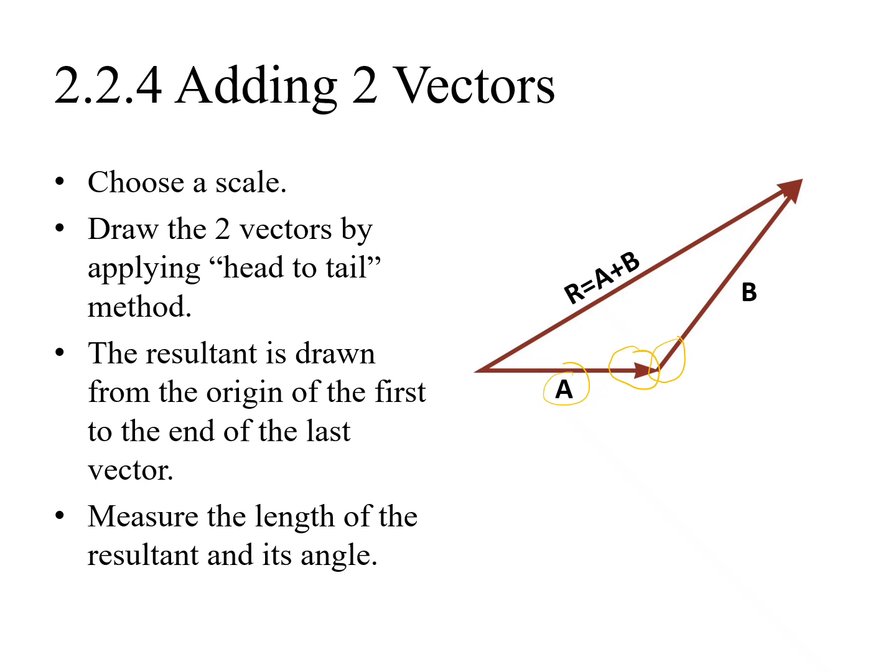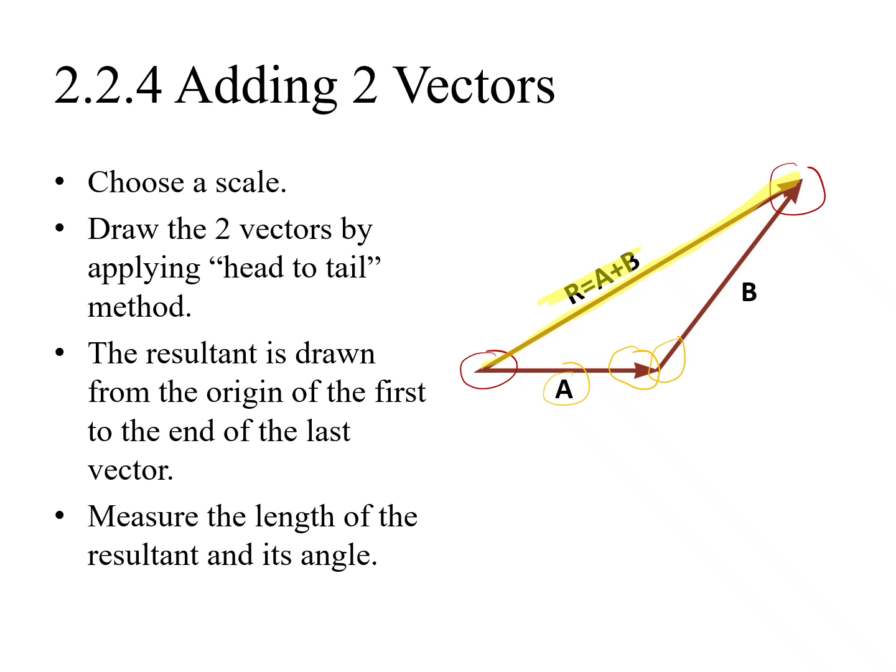The resultant vector starts at the tail of the first vector and ends at the head of the last vector. Here, the resultant vector is given by vector R, which equals vector A plus vector B, and this is the resultant vector.